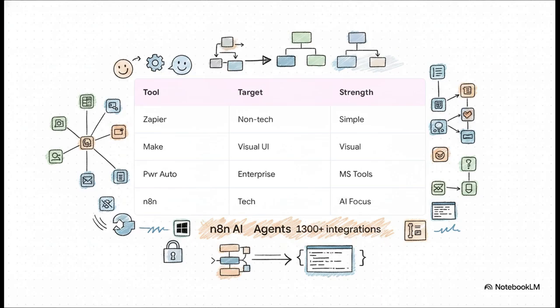And then we have n8n. It's definitely tailored a bit more towards technical or development teams. And yeah, while it does have a slightly steeper learning curve, its true superpower lies in its deep focus on AI agents and a massive library of over 1,300 integrations. Plus, n8n gives you this really unique flexibility to use a simple drag-and-drop visual interface and write custom JavaScript or Python code right inside the workflow if you need to. It's kind of the best of both worlds.